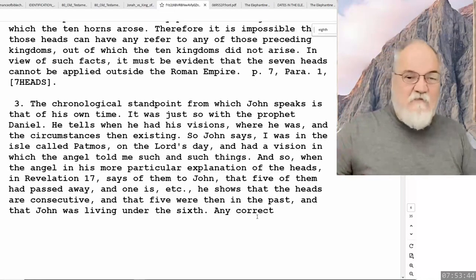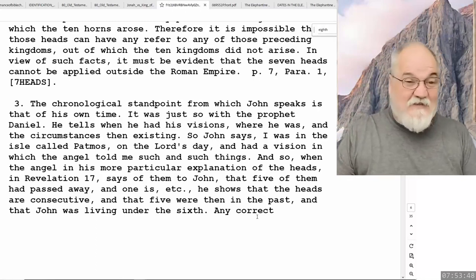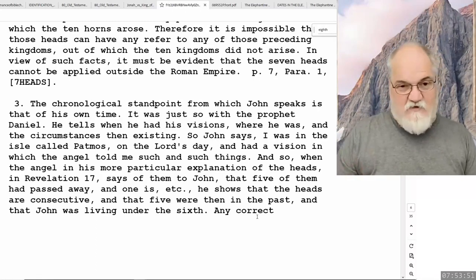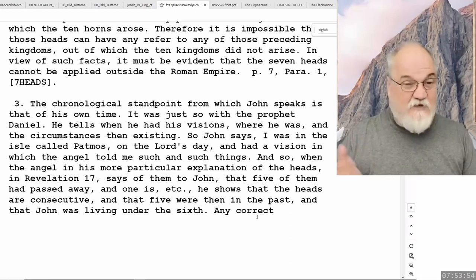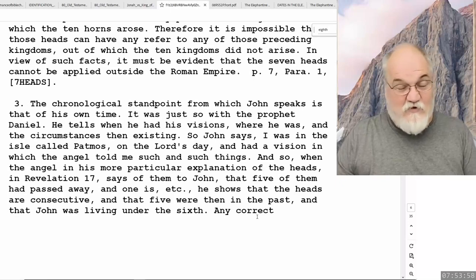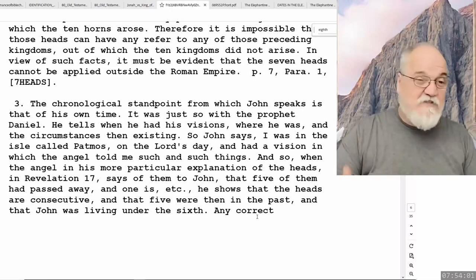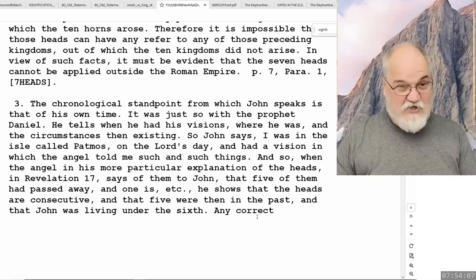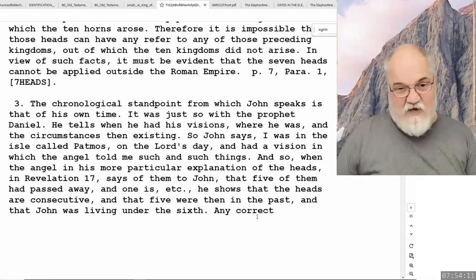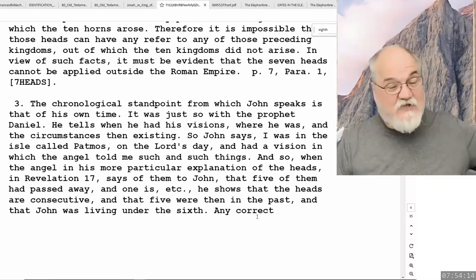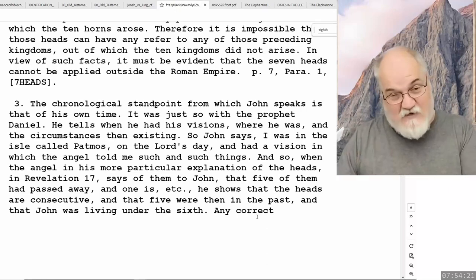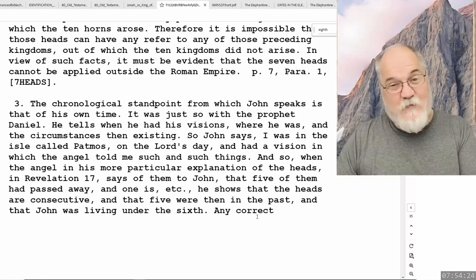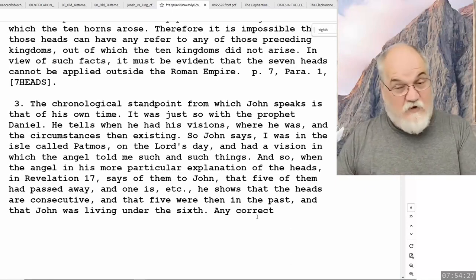For instance, and this is an if, let's say if John, in the book of Revelation, was given the vision of Daniel chapter 2, because in a sense it was in all of these other visions, right? He's repeating the visions of Daniel, but from the perspective of his time. We know that about Revelation. It's the complement to the book of Daniel.